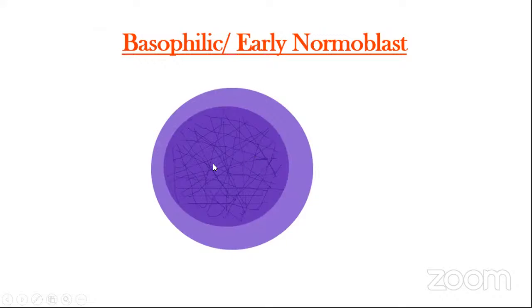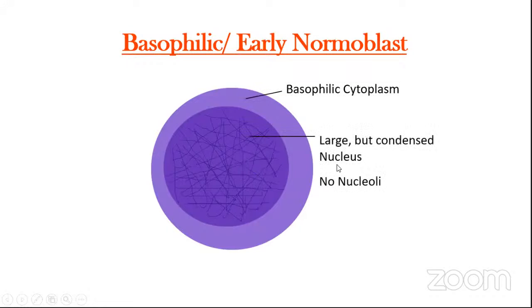This is the diagram. You can see the presence of heterochromatin: basophilic cytoplasm, large but condensed nucleus, no nucleoli, fine chromatin network. It appears like wheel spokes, with densely packed heterochromatin. Hemoglobin appears for the first time in this stage.